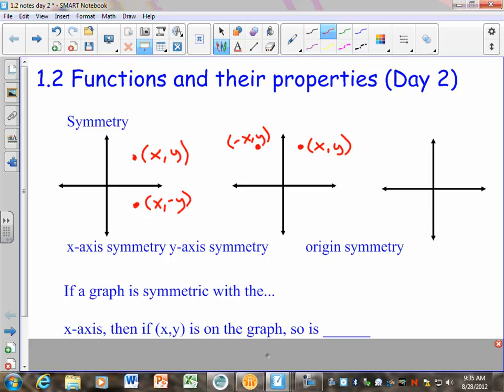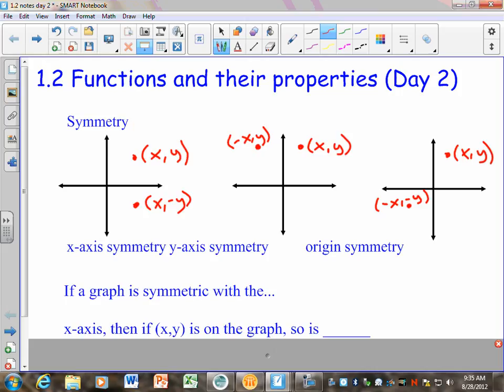If a point is symmetrical about the origin, some people struggle seeing that one a little bit more, but it's kind of like you flip from this quadrant to this quadrant, or from this quadrant to this quadrant. So if I have a point up here, (x, y), and I flip it over, both the x and the y are going to change, right? So I'm going to get (negative x, negative y).